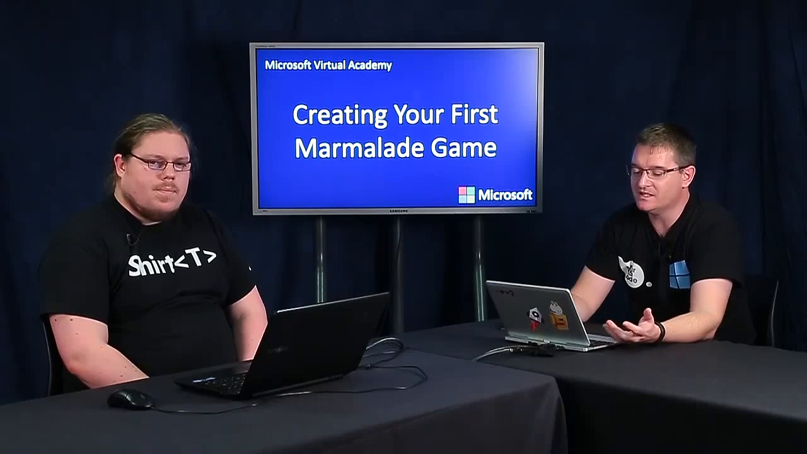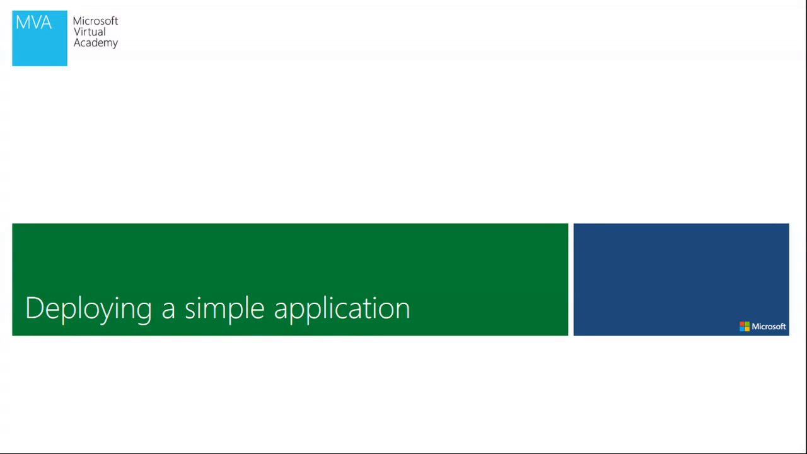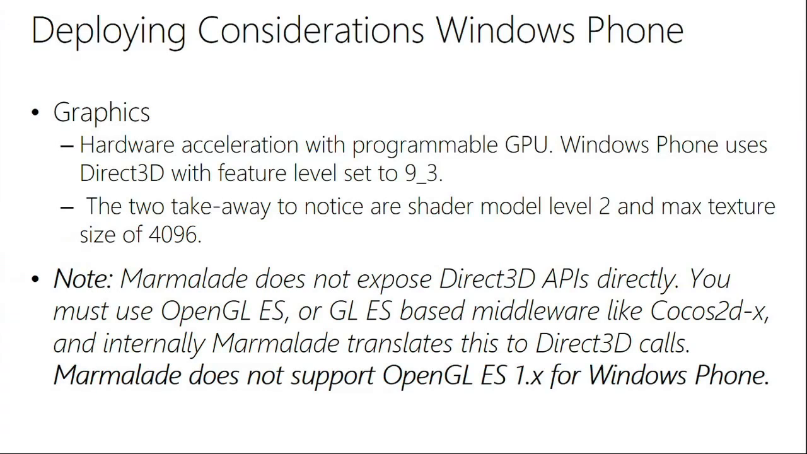So let's look at deploying a simple application using Marmalade C++. Key considerations for the Windows platform are around hardware. Number one, as we said earlier, DirectX is supported. Everything that we do uses Direct 3D. When you're building with Marmalade, you need to set that to level 9.1 and above. We recommend 9.3 as the best standard.